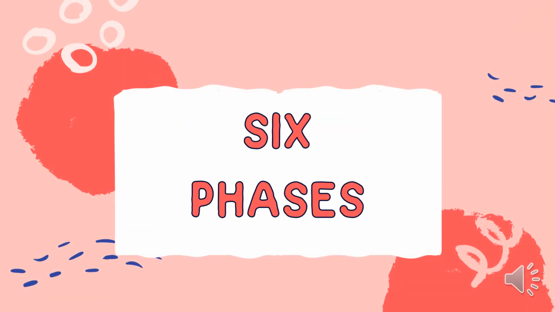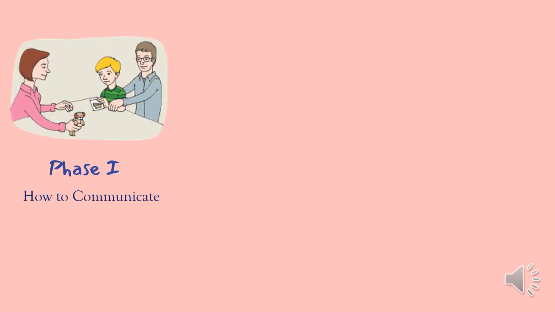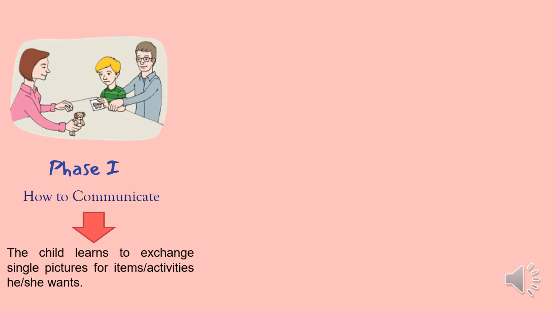PECS consists of 6 phases. Phase 1: how to communicate. The child learns to exchange single pictures for items or activities he or she wants. So the woman here, as you can see, we call her the communicative partner, who immediately honors the exchange as a request from the child.